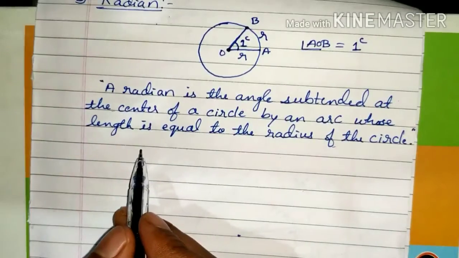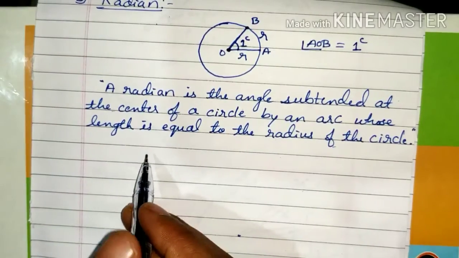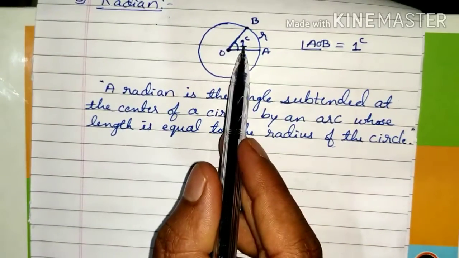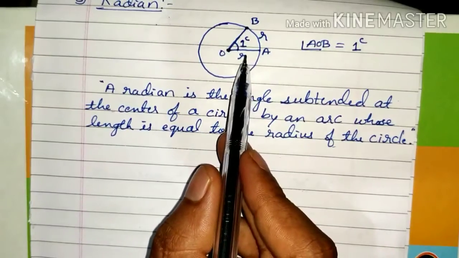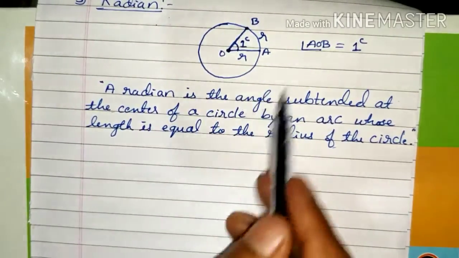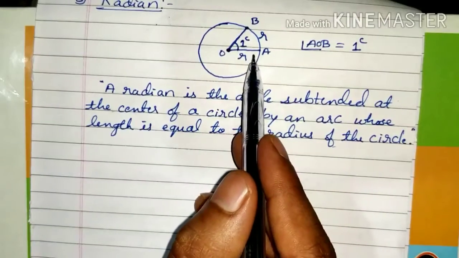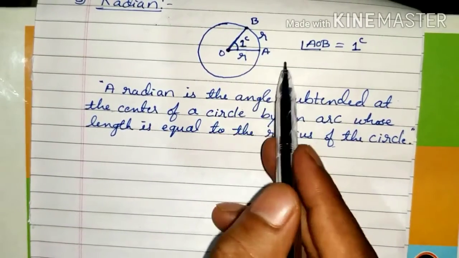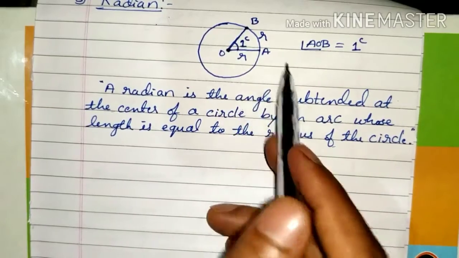Now we shall show that this radian measure is a constant, that is, independent of radius. If you consider a bigger circle, then the radius changes, right? But when the radius changes, the radian measure does not change. That we will prove now.